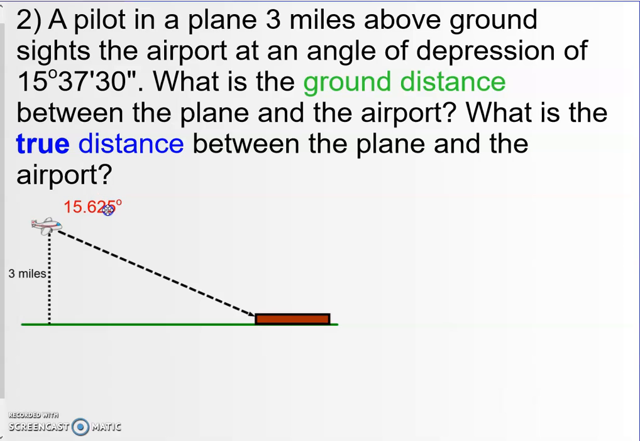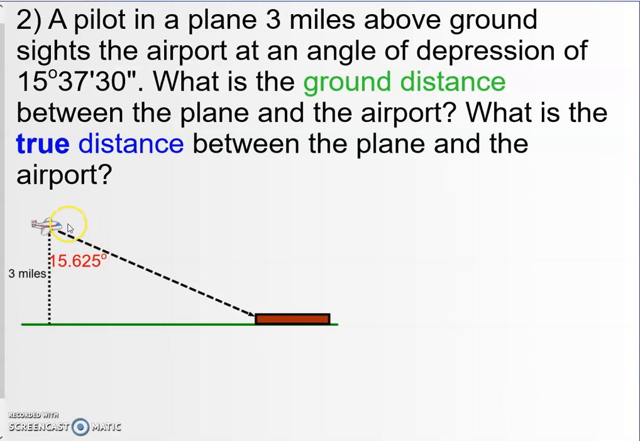And that's the angle of depression. Now, what most kids do is they draw the line of sight from the airplane to the airport, and they put that angle there. But that would be wrong. That's not the angle of depression. Do you see how easy it is to make a mistake with angle of depression?